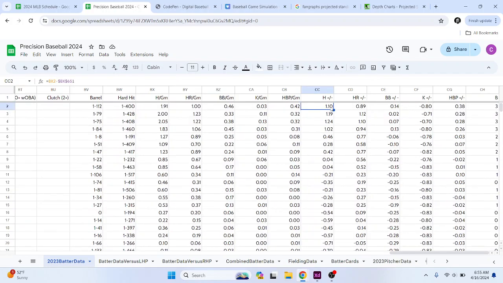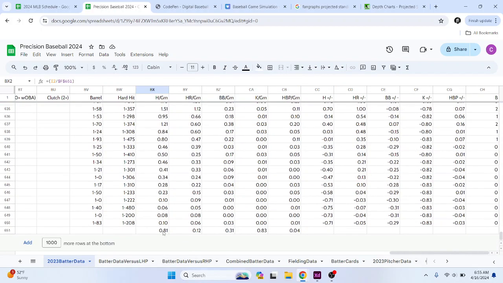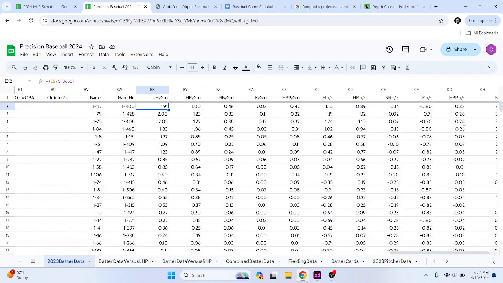And then over here, I compared this player's hits to the average. And so, how much better than the average, plus or minus, is this player in regard to hits? How much better is he in regard to home runs, walks, strikeouts, and hit by pitch? So then I calculated all those out. So this is his advantage or disadvantage in relation to the average of the data set.